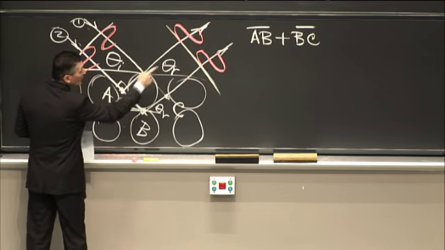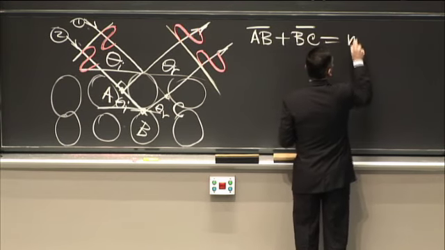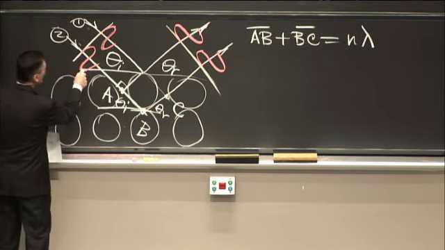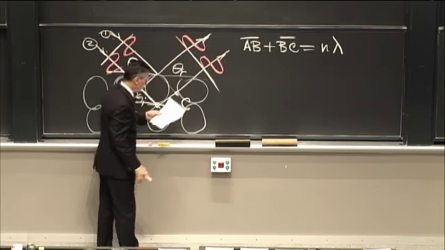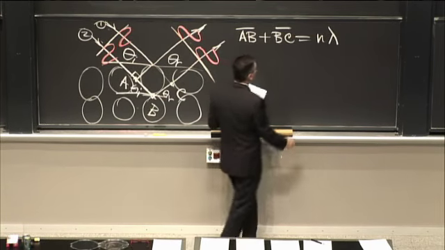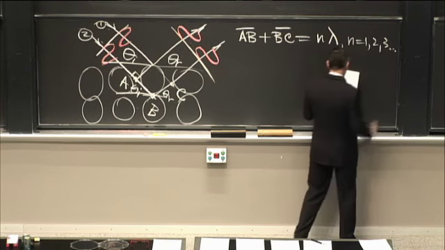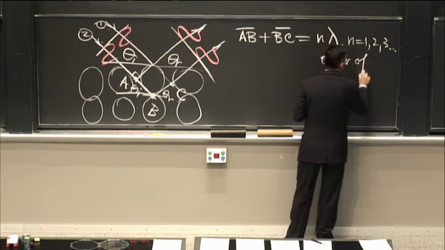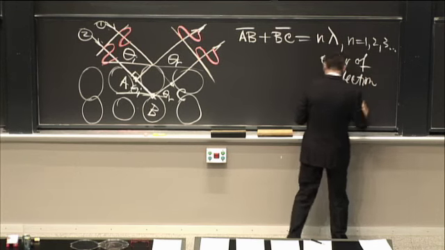That length, AB plus BC, must be a whole number of wavelengths. Must be an integer number of wavelengths of whatever this thing is. Otherwise, these two will not be in phase. So that's the interference criterion, and n can equal 1, 2, 3, and so on. This is called the order of reflection.